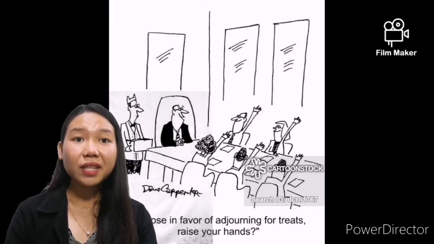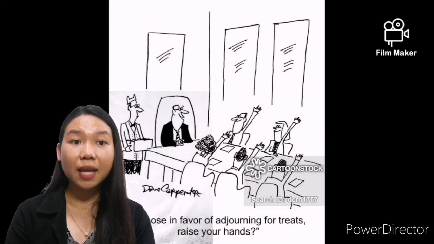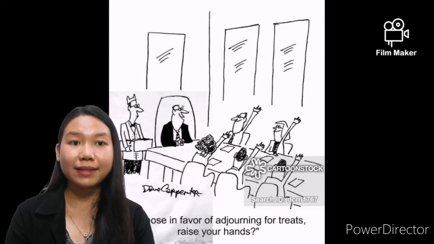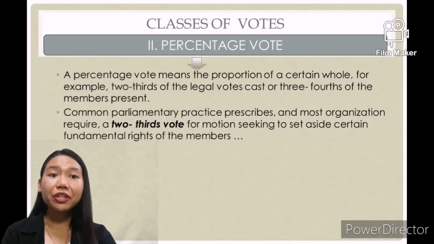So, this type of majority would typically be accepted by organizations where the members act in a representative capacity, so that no vote on its respective delegates can be taken by less than a majority of all the representative elements. After the majority vote, let's proceed to the second kind of vote, which is percentage vote. A percentage vote means the proportion of a certain whole. Proportion means a part of a whole. For example, 2/3 of the legal votes cast or 3/4 of the members present.